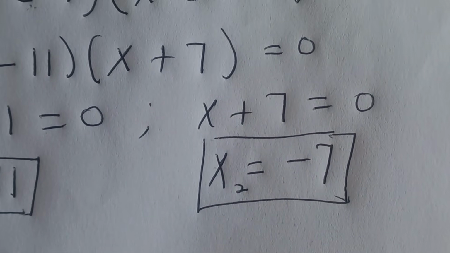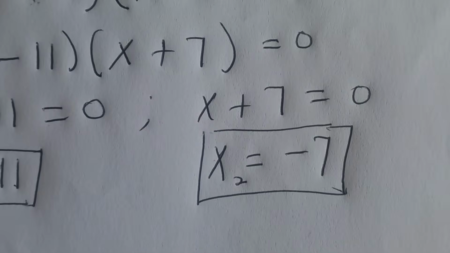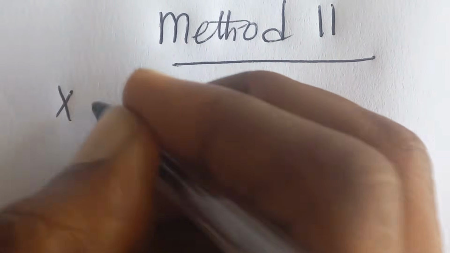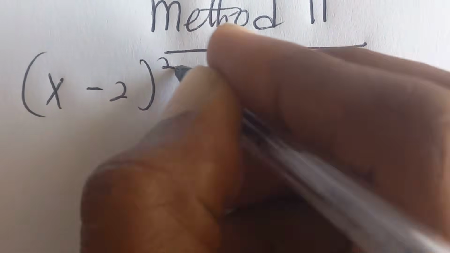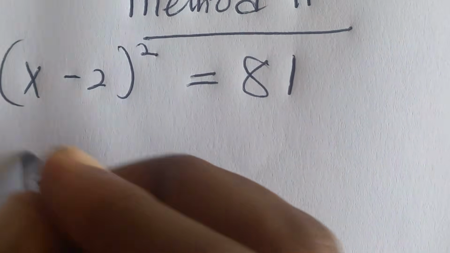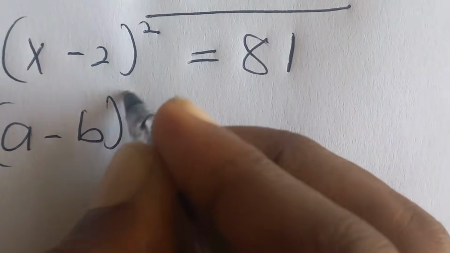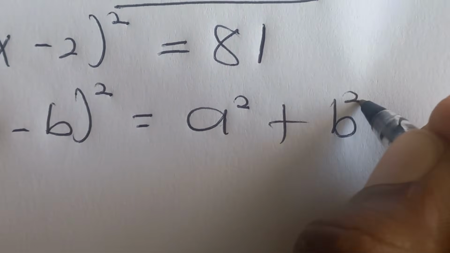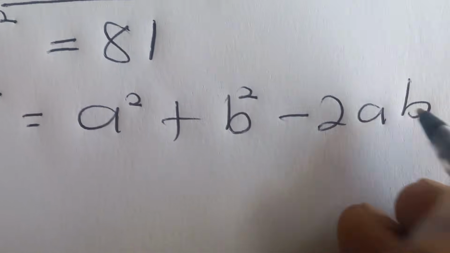Now let's solve this using the second method. So let's continue the second method. Our question is (x minus 2) all squared, which is equal to 81. In the second method, we have (a minus b) all squared. This is the same as a squared plus b squared minus 2ab.